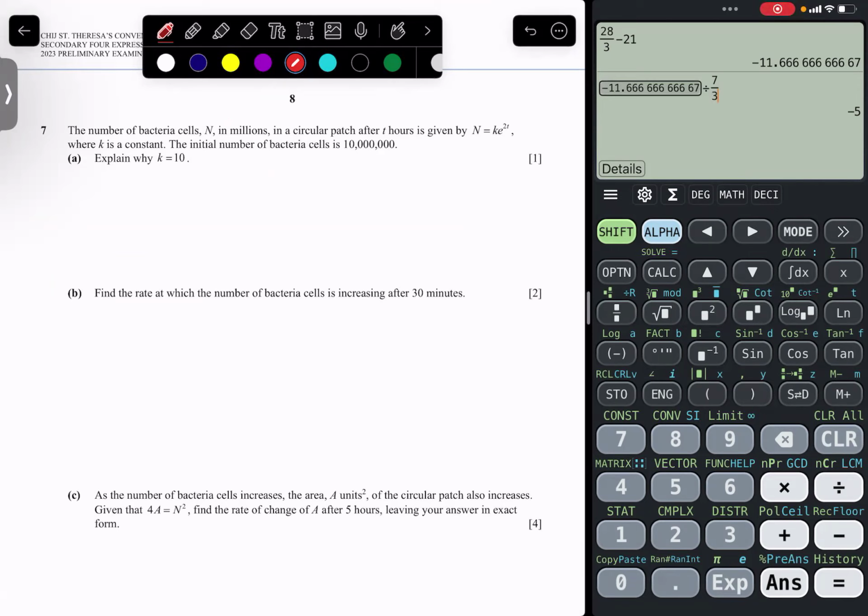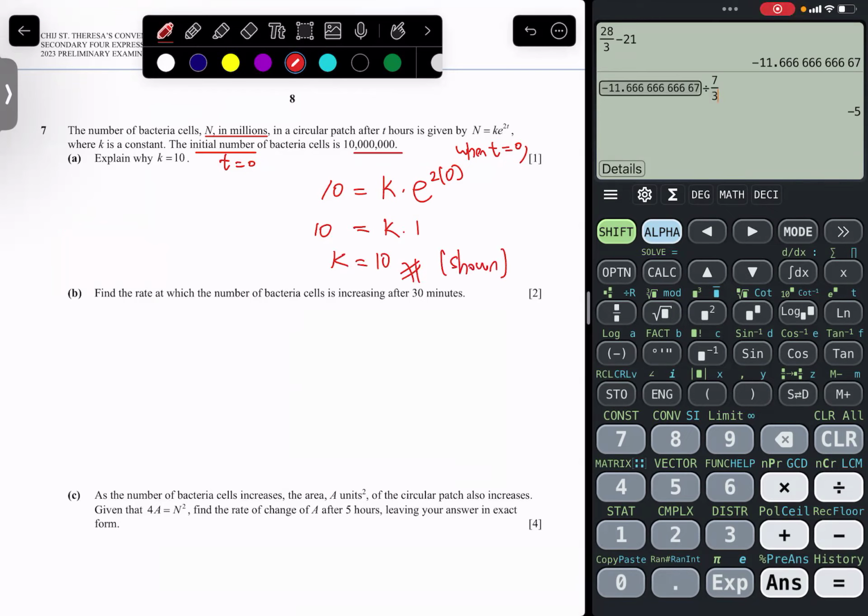Initial number means t equals 0. Since the initial number is 10,000, and N is in millions, this is 10 million. So 10 equals k times e to the power of 2t, when t equals 0. Then e to the power 0 is 1, so 10 equals k times 1. So k equals 10. Shown.